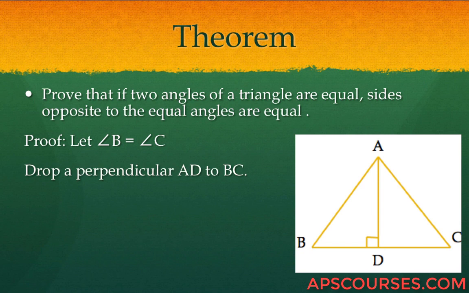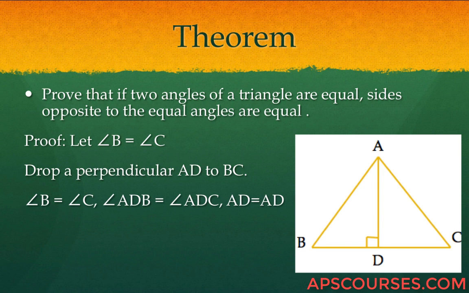The first thing to do, drop a perpendicular AD on side BC. Since angle B is equal to angle C and angle ADB is equal to angle ADC, it is 90 degrees, and AD is the common side to both these triangles. Therefore, triangle ADB is congruent to triangle ADC. And by CPCT, you can say that AB is equal to AC.